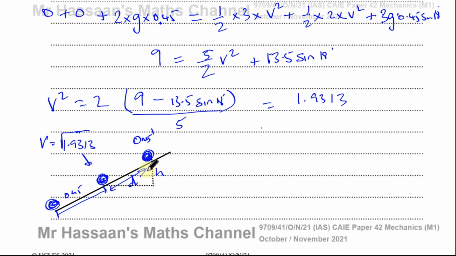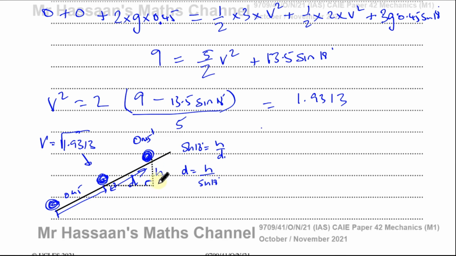That's what I've got to find, but we can work that out in terms of the height, because we know that the sine of 18 degrees is equal to opposite over hypotenuse, which is h over d. So the distance that it travels is going to be h over the sine of 18.